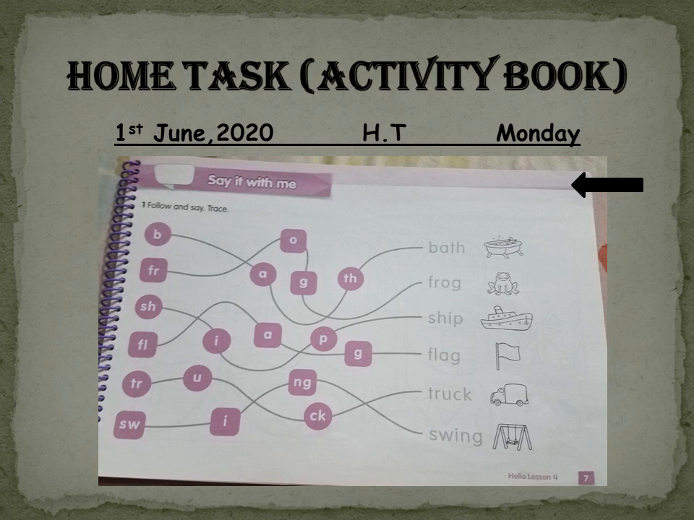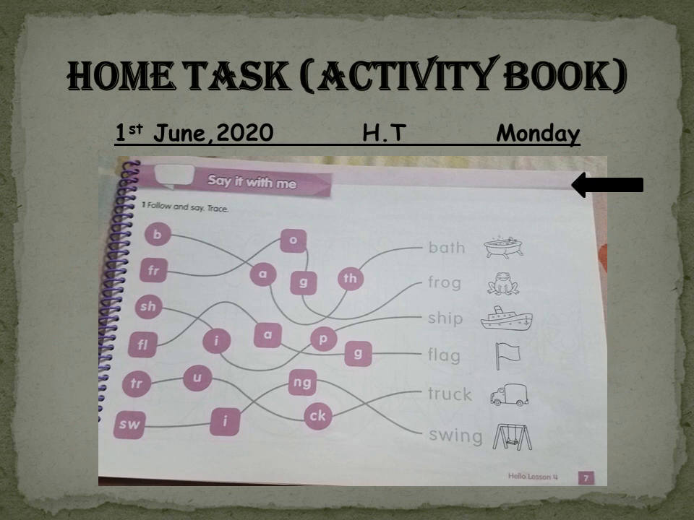Then number 3 is ship. Sh. I. P. Ship. If you follow the lines carefully, you will do it correctly. Then next, number 4 is F-L-A-G. Oh, I did it wrong. It's not flip. It is F. L says fl. Then follow the line, go up, come down. There is a letter A. A says a. Fl, a, g. Flag. There is a picture of a flag. Now I got it.